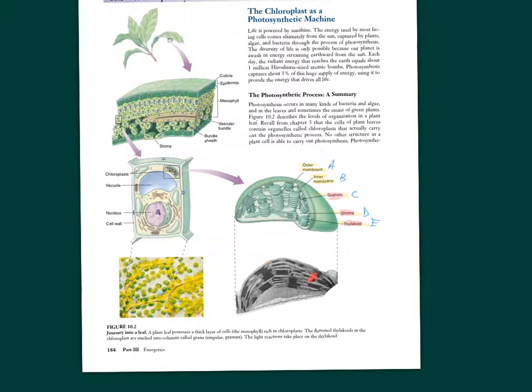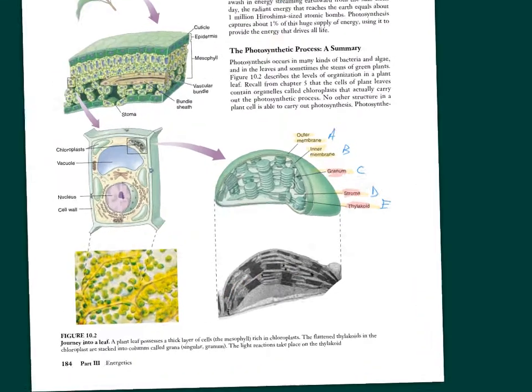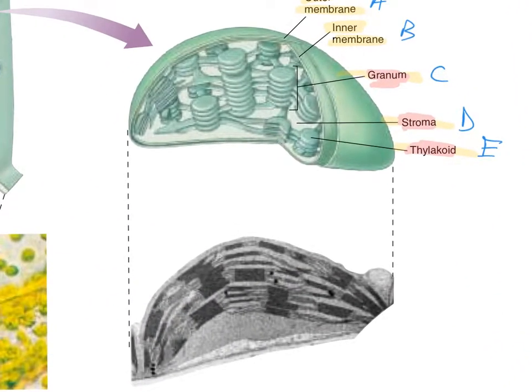All right, and this is an electron micrograph. This is what it actually looks like if you take a look at it. Obviously, the green one's a drawing. This is what we can see in a very powerful microscope. We see the granum, don't we? You see them? Yes. And you can see the thylakoid membranes. You see this space is what?